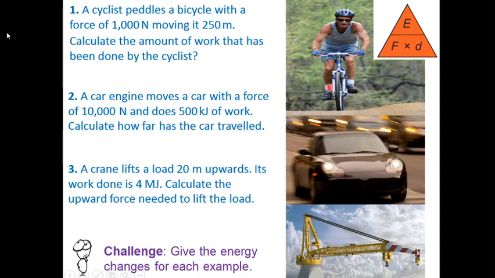So for the first one, it's asking to calculate the amount of work that's been done by the cyclist. The first thing you want to do is check if any conversions need doing, which they don't in this case because we've got 250 metres and 1000 newtons of force. So for this one, we can simply calculate it by doing the force times the distance. So for the first one, it's just using the equation straight as it is, and the answer for that is 250,000 joules, or if you want to put it into kilojoules, it's 250 kilojoules.